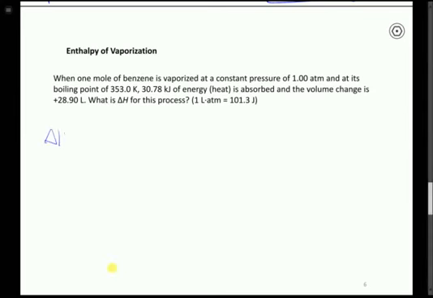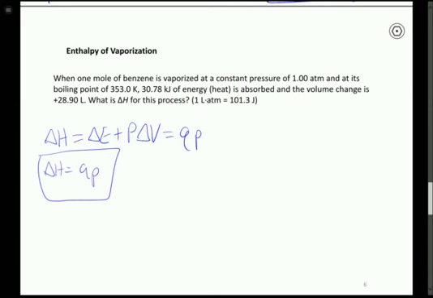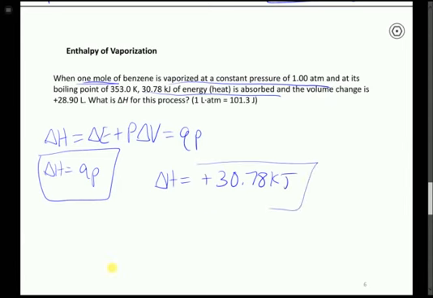So when we first introduced delta H, we saw that it's equal to delta E plus P delta V, which is equal to the heat measured at constant pressure. So this relationship, delta H equals QP, is key because if our process is happening at constant pressure, all we need to know is the heat term, and that's going to give us delta H directly. So if we look at the information in this problem, vaporize at a constant pressure of 1 atmosphere. Our pressure is constant, so we only need the heat absorbed. We're told that 30.78 kilojoules of heat is absorbed, so that means delta H is equal to plus 30.78 kilojoules, and it's 1 mole, so that's exactly the enthalpy of vaporization, and that's it.